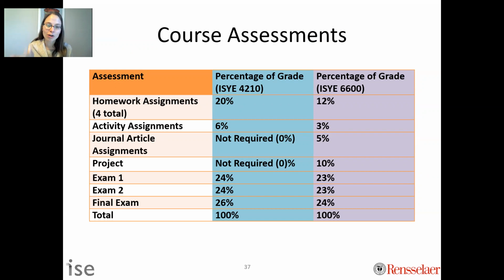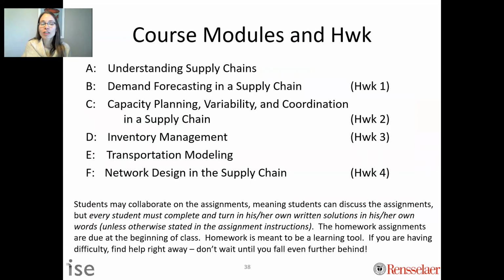You have what's called journal article assignments and a project, which I'll talk about in a couple slides later. But I want to emphasize, if you're an undergrad and there's an assignment that says ISYE 6600, you do not need to do that. You also do not need to do a project. All right, so what are the 4 homeworks?